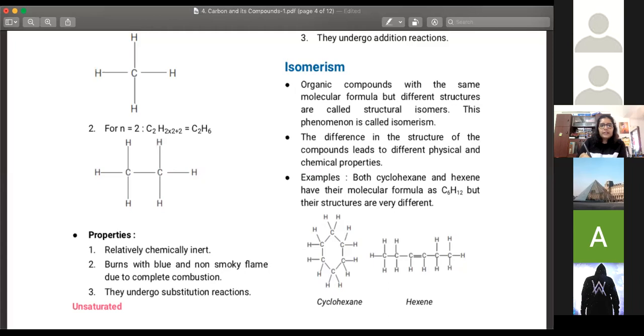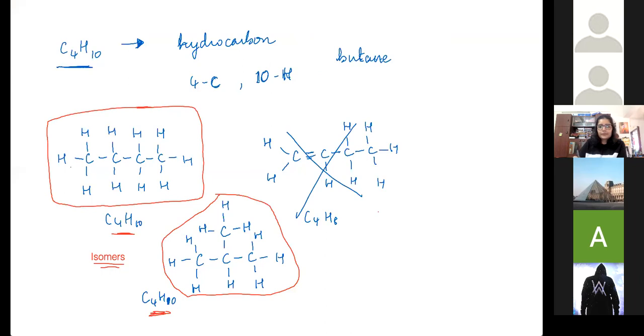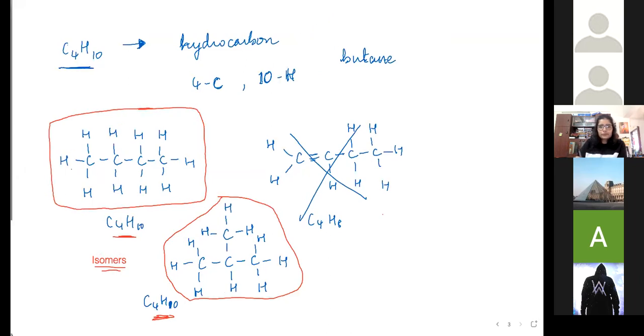Okay, so I'll switch. I'll show you the butane structures that we just discussed. If anyone's still noting this down, let me know. Whenever you have a straight chain, I'll give you the common name and then the IUPAC name after this, okay?